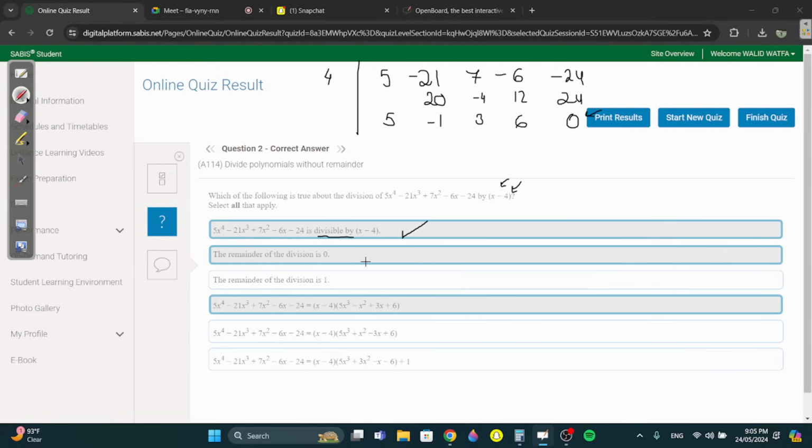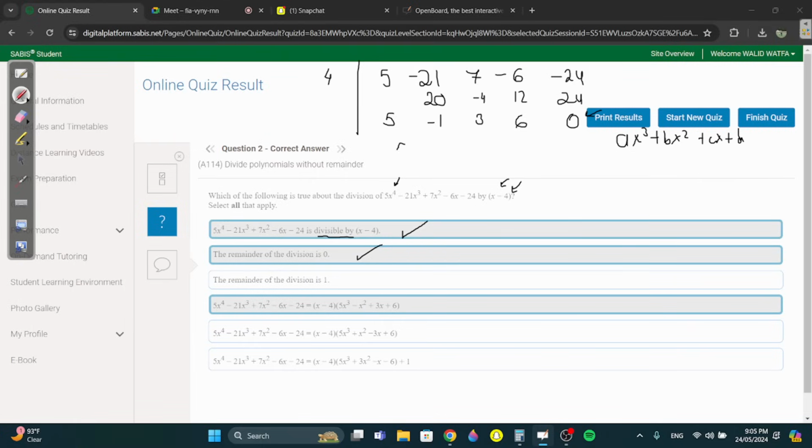Divisible meaning we have 0 remainder. So remainder is 0 and it's divisible. Then obviously they want the answer, right? What's our answer? It was power 4, so logically our answer should be power 3. With power 3, it's always ax cubed plus bx squared plus cx plus d, right?